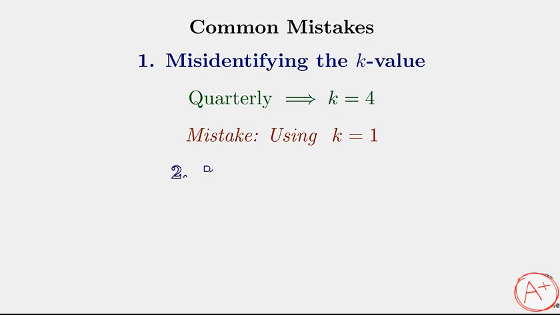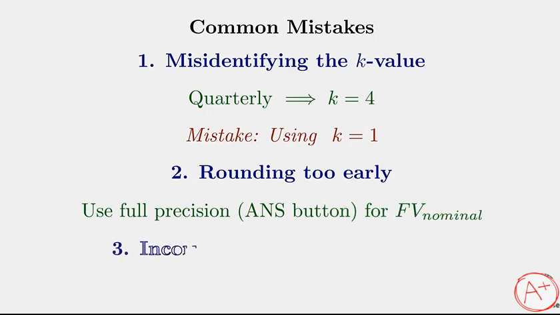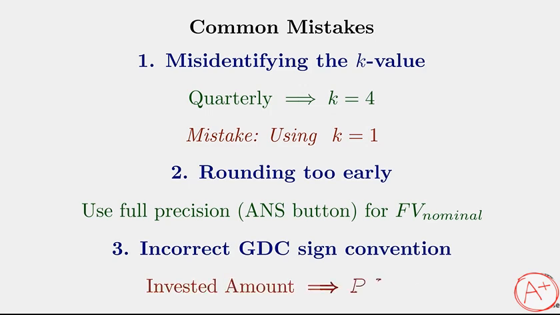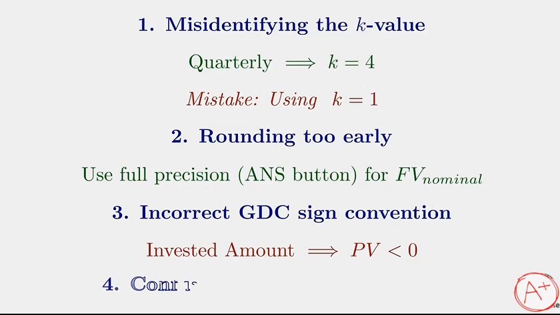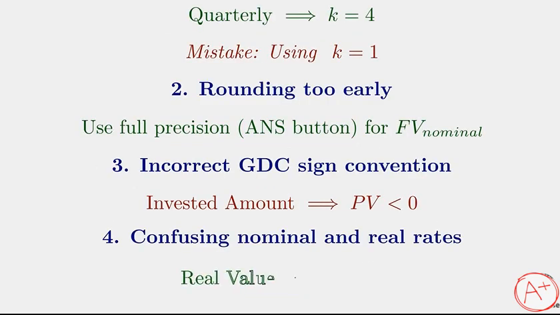In multi-step problems like calculating real value, students often round the nominal future value to 2 decimal places before dividing by the inflation factor. This leads to premature rounding errors. Always use the exact value stored in your calculator for intermediate steps. As we discussed, failing to enter PV as a negative number in the finance solver is a frequent mistake. If the calculator gives you a no solution error, check your signs first. Do not simply subtract the inflation rate from the interest rate unless the question specifically asks for a real rate of return. For real value, you must calculate the nominal future value first, then divide by the inflation factor.